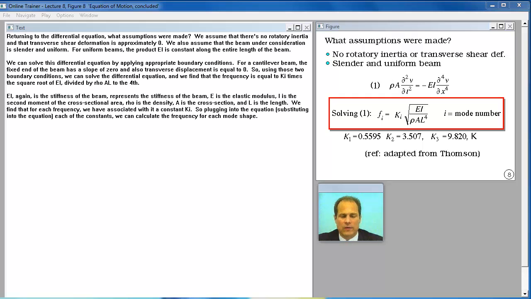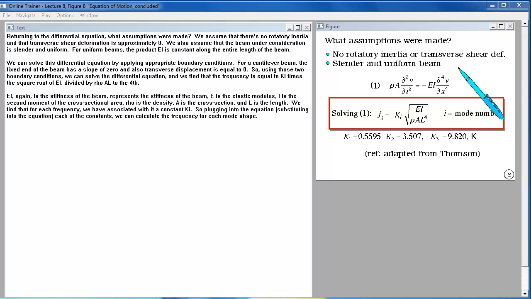Returning to the differential equation, what assumptions were made? We assume that there is no rotatory inertia and that transverse shear deformation is approximately 0. We also assume that the beam under consideration is slender and uniform. For uniform beams, the product EI is constant along the entire length of the beam.